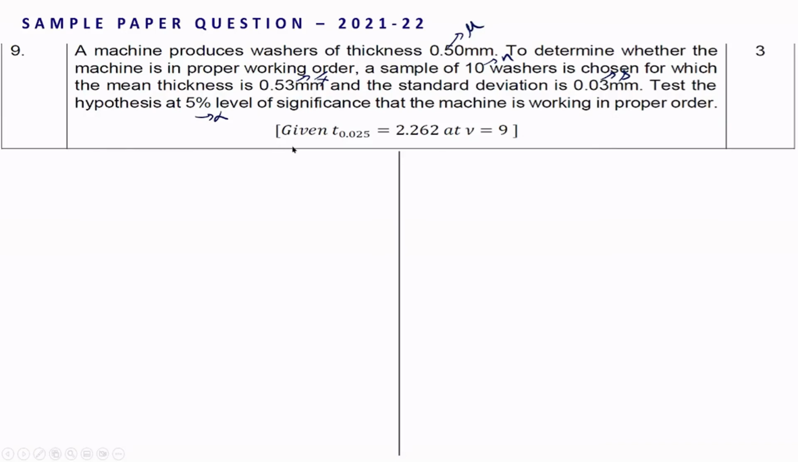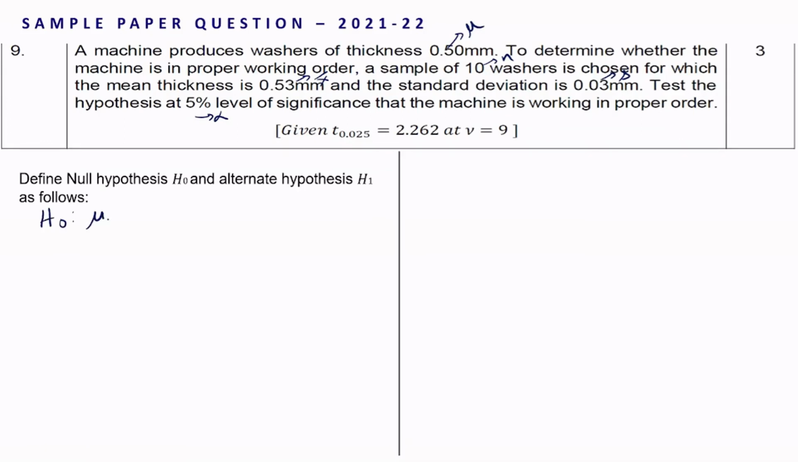So we need not worry about looking into the table because usually the critical value of t for the required degrees of freedom will be given in the question itself. So let us define null hypothesis H0 and alternate hypothesis H1 as follows. So H0 is mu equal to 0.5 and H1 is mu not equal to 0.5.